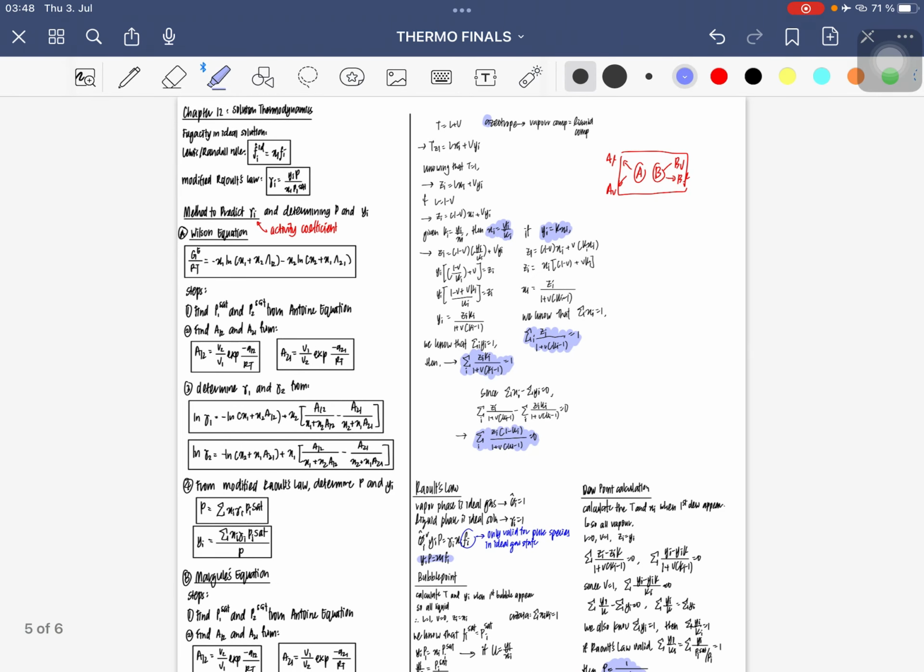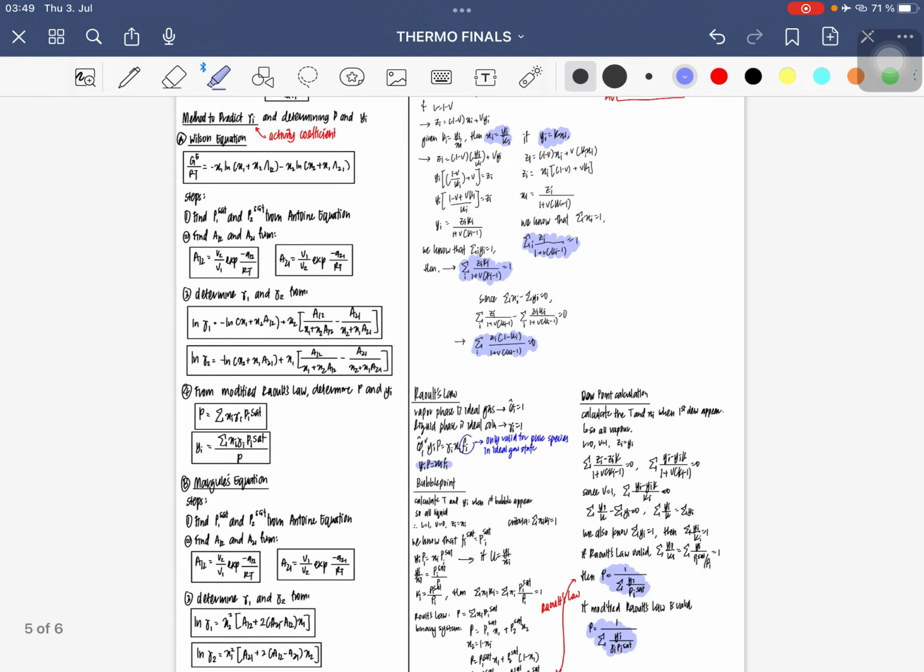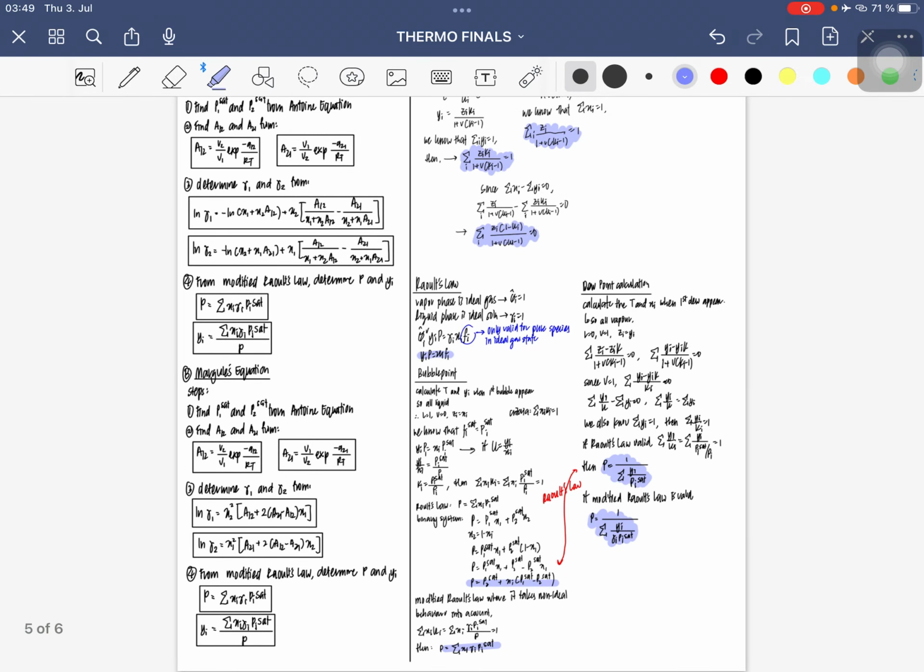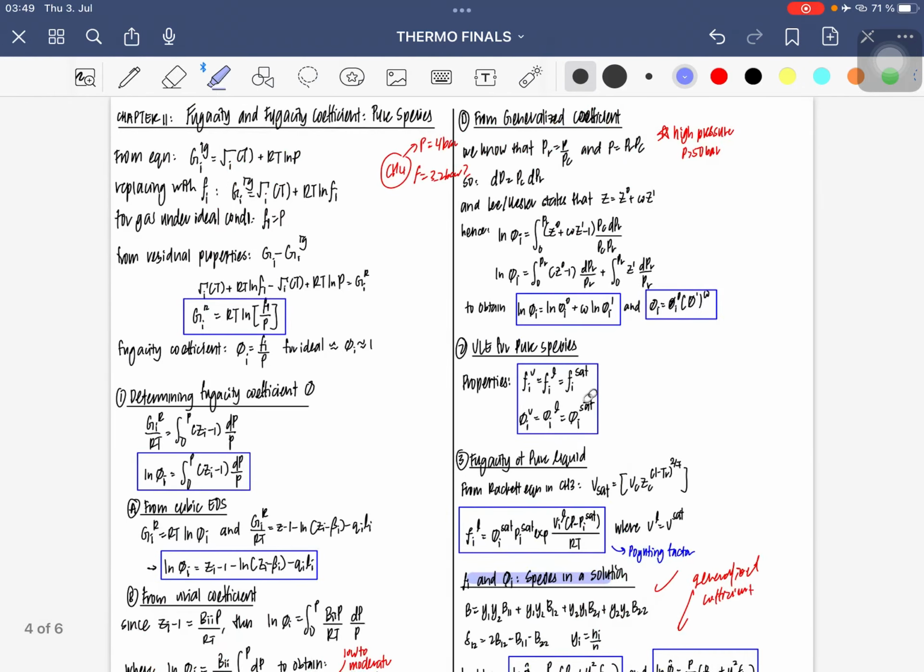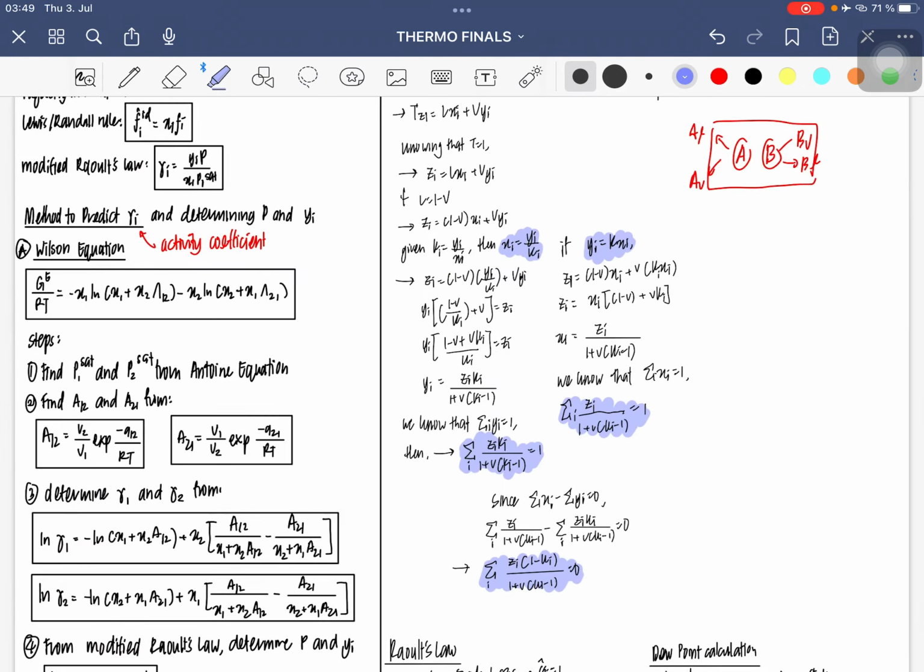This is just a method to predict the activity coefficient, and when you find the activity coefficient, then you can find the pressure of the system, and also your yi, which is the mole fraction for, I believe, the vapor state. And then obviously from the vapor state, you can find the liquid state, right? But here's the thing. Okay, let me just go through the formula.